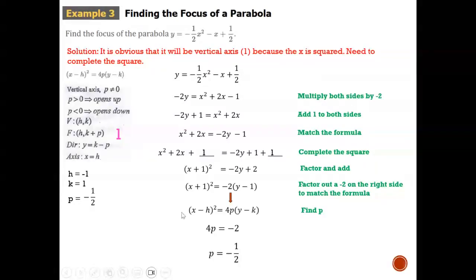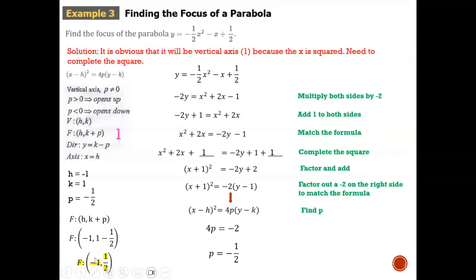So that's my p. Now we're looking for the focus, since it says to find the focus. Here's my formula. My h is -1, so it's going to be (-1, 1 plus p), and p is negative 1/2. So 1 plus -1/2 will give us 1/2. So my focus will be (-1, 1/2).